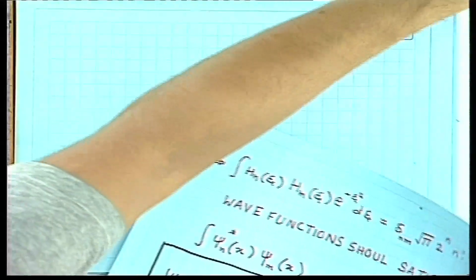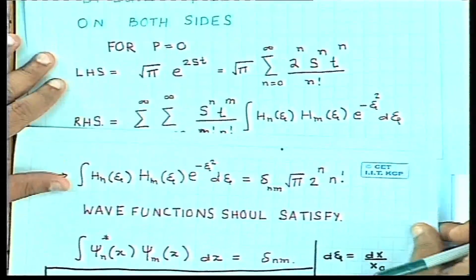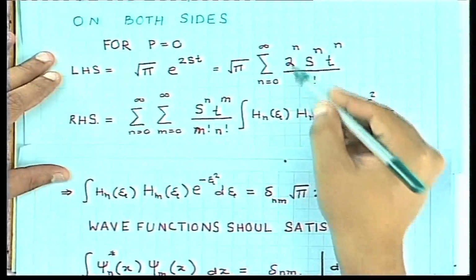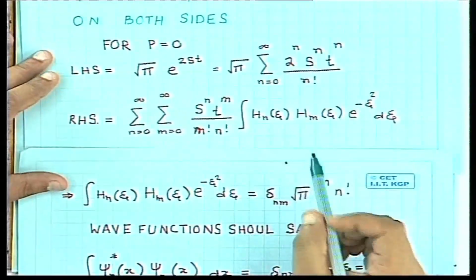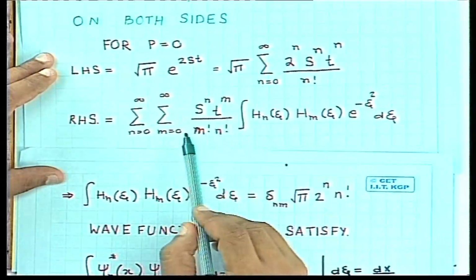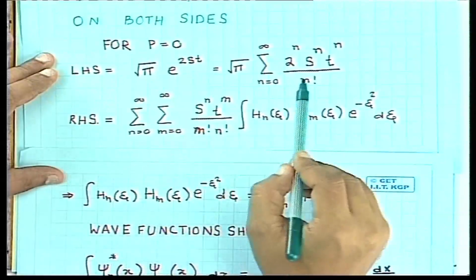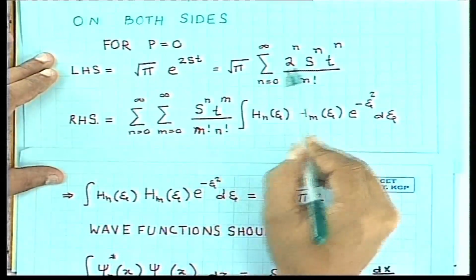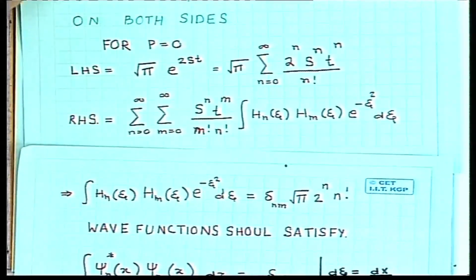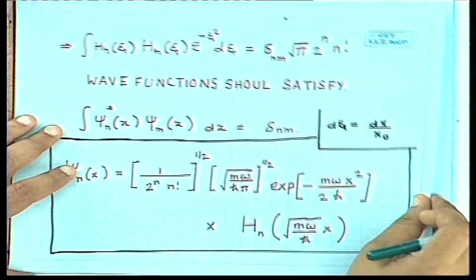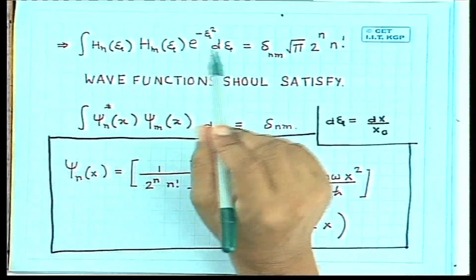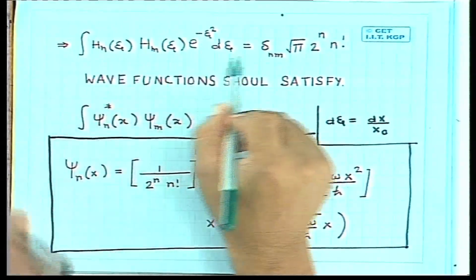So this follows by just equating these two. You see that we have a 2 to the power n here. Here we have two powers of factorial n, two factorial n's. Here we have only one. So this goes over there. We have a square root of pi, and we get this equality. So this is the integral which we had set out to evaluate.